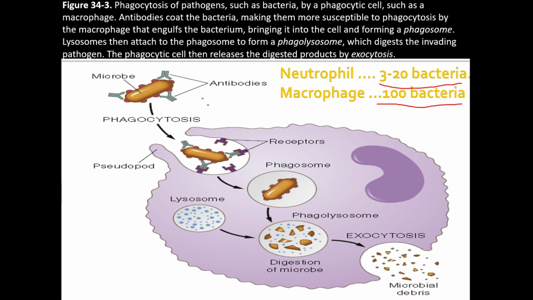So this is phagocytosis of pathogens such as bacteria by a phagocytic cell such as a macrophage, and this figure is about the macrophage. As I already told you in the previous slide, the antibodies are the source of selection. The antibodies coat the bacteria, making them more susceptible to phagocytosis by the macrophage, which engulfs the bacterium and brings it into the cell, forming a phagosome.